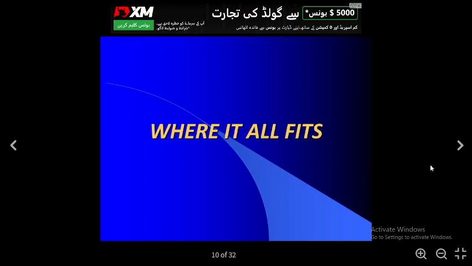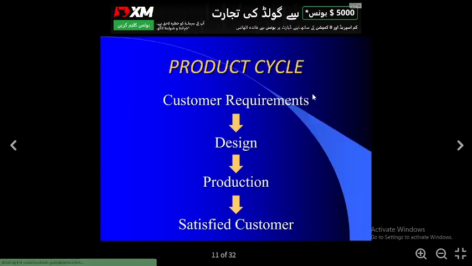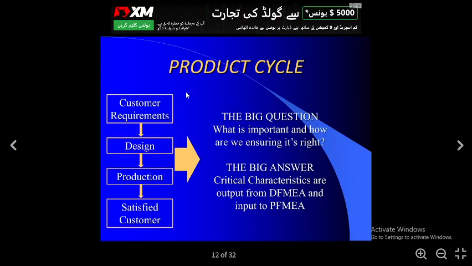Then where does it all fit? The product cycle is a very basic product cycle. Whenever you design something, you need to have some market requirements. Then you design it for the market requirements. You undergo the production of that component or system, and then you send it to the customer, and you want your customer to be happy. This is your product cycle: customer requirement, design, production, satisfied customer.